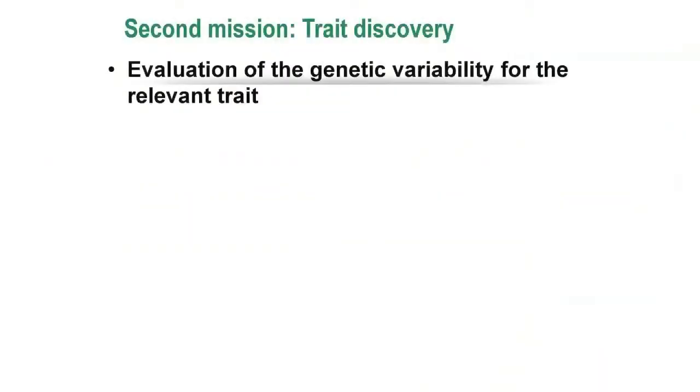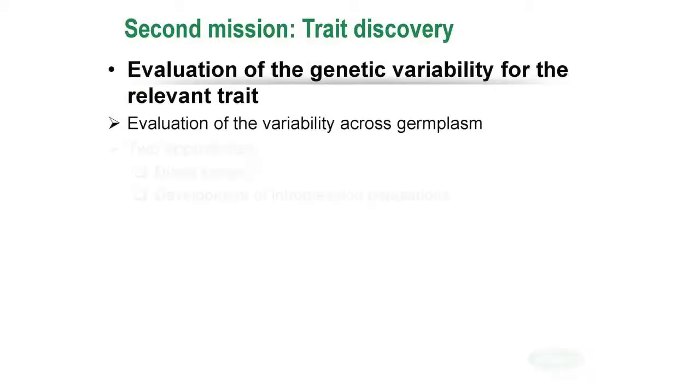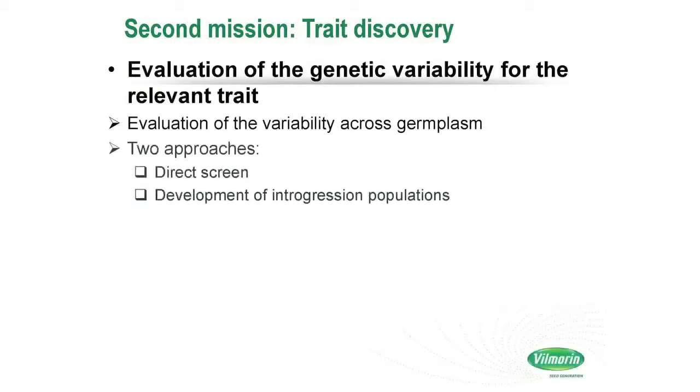And then, once you have this methodology for phenotyping, the second step is the evaluation of the variability across germplasm. I will try to describe two approaches. One is a kind of direct screen, and the second is the development of introgression populations. It's for the case where you cannot assess the trait directly on the germplasm itself, but you need to come back to a normal carrot before assessing the phenotype.